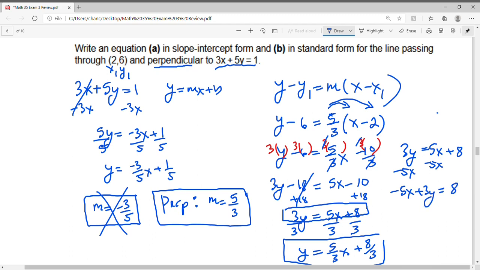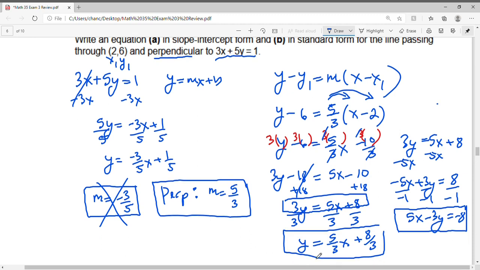And we want the x to be positive. It just looks better. So let's divide everything by negative 1. We have 5x minus 3y equals negative 8. Now this is our equation in standard form. We have it written as ax plus by equals c form. So know the difference between standard and slope-intercept form. They're very similar. They're just written in a different fashion.